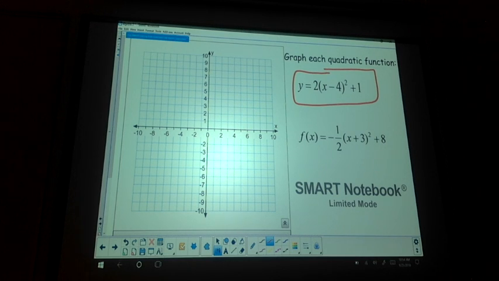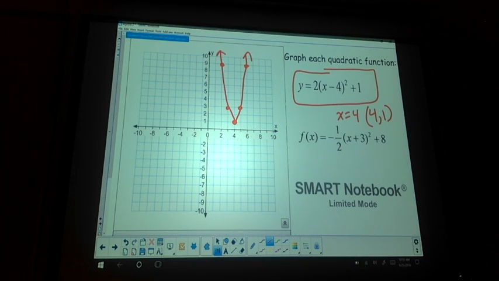Vertex of this one is what? 4, 1. Do we agree? What's the axis of symmetry? X equals 4. So 4, 1. So I'm going to go 1, 2, 3, 4 and up 1. How is this one going to pattern graph? Multiply everything by 2. So I'm going to go right one up 2, left one up 2, and then 3 doubled is 6. So I'm going to go right one up 6, left one up 6.